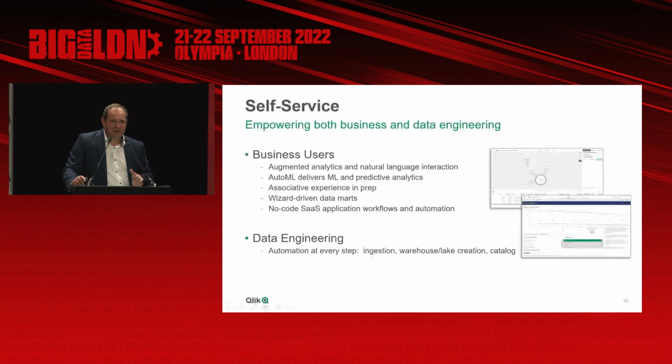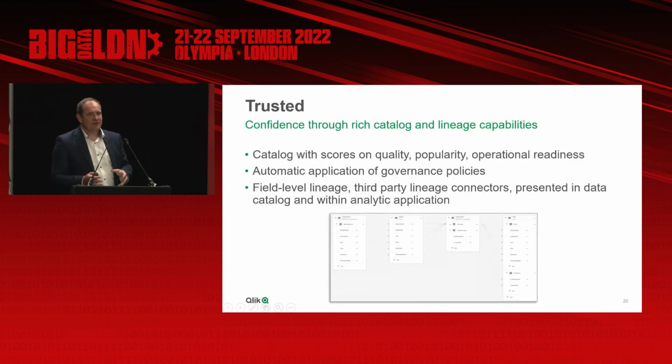And then from a data engineering perspective, it's pretty much automation at every single step. So from data ingestion, from creating the warehouse and the lakehouse, all the way through to cataloging the data and making that available to the rest of the business. And then all of this is only good if it can be trusted. And we help to build confidence through that rich catalog and lineage capabilities.